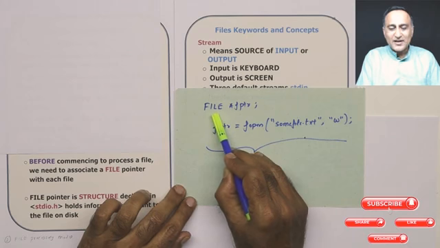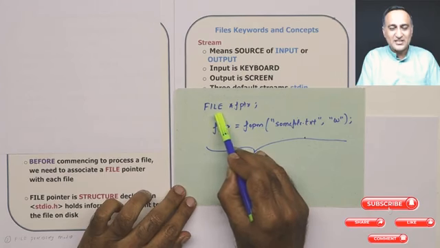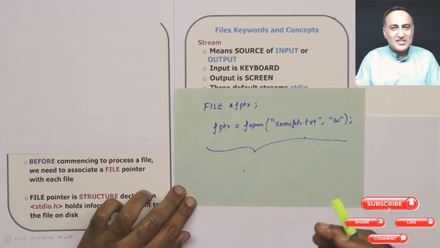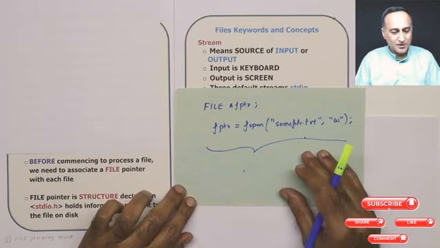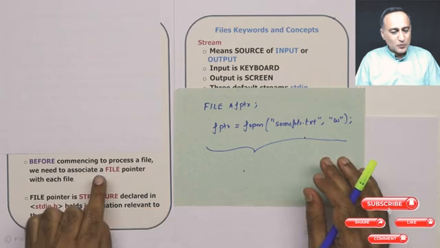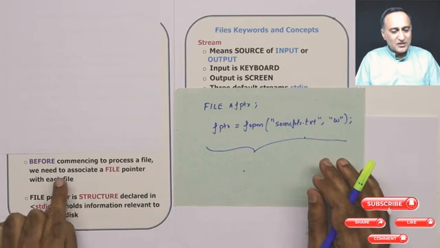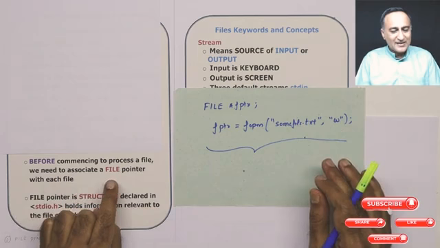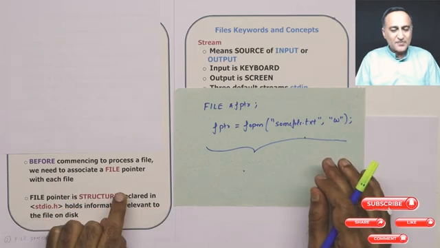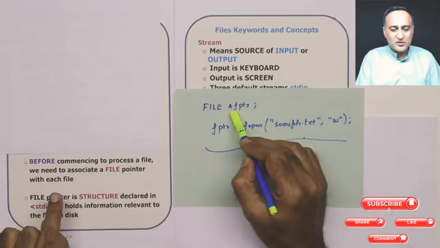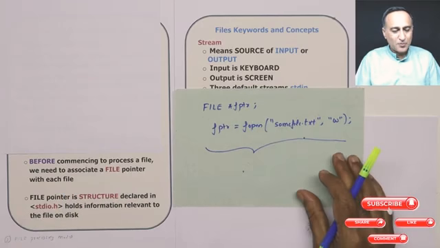So what is this FILE? FILE happens to be a structure which is declared in your standard header file, that is stdio.h. This structure has various information which I'll tell you in a minute. So before commencing to process a file, we need to see that every file is associated with a file pointer. So the *fptr is a file pointer. So what is this file pointer?